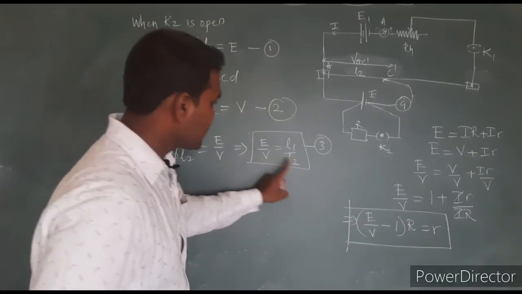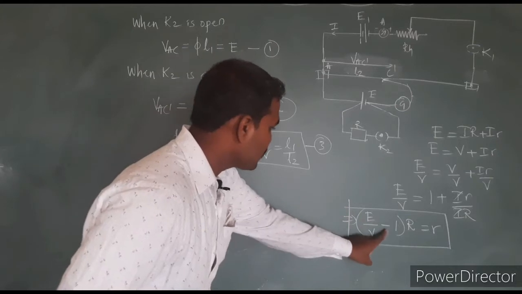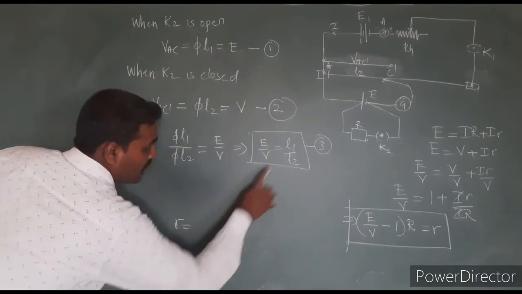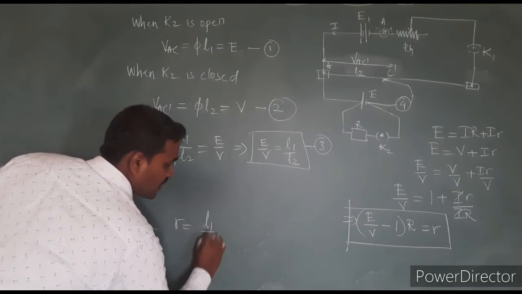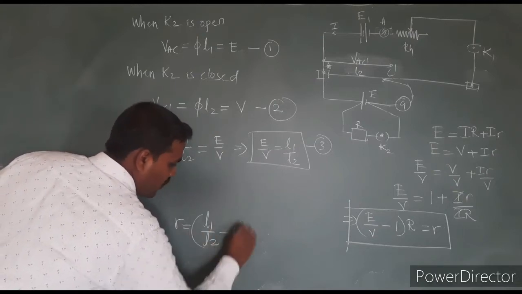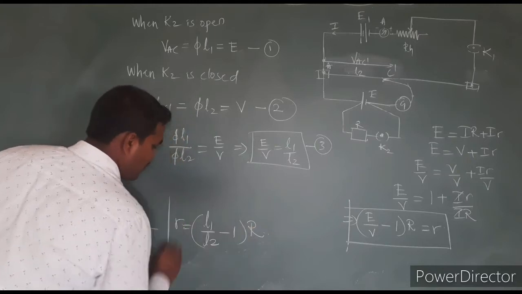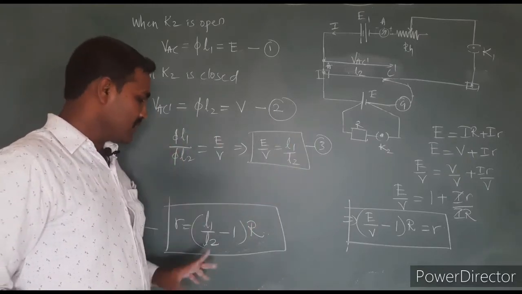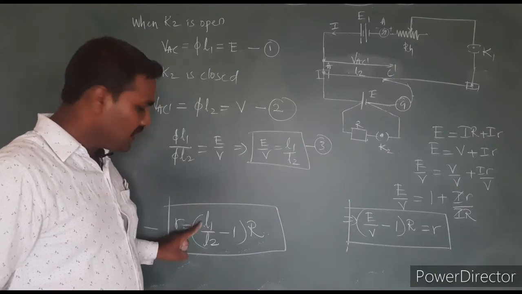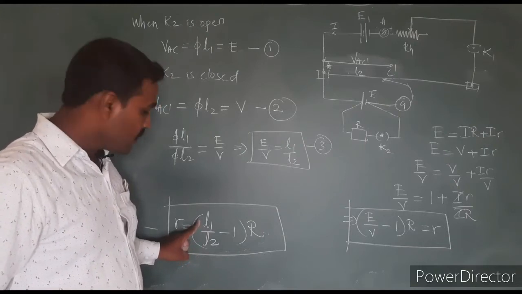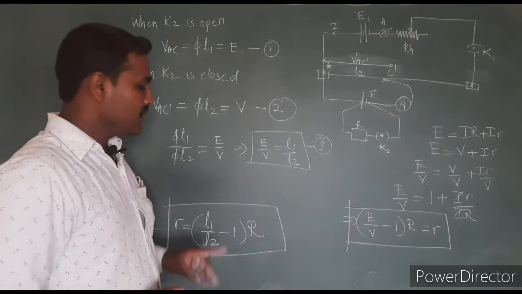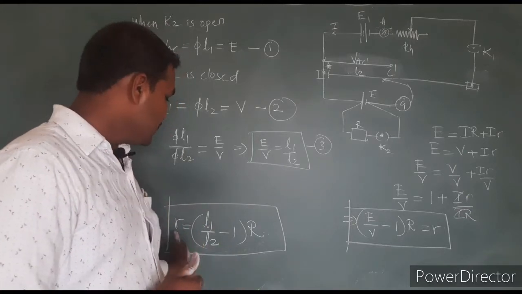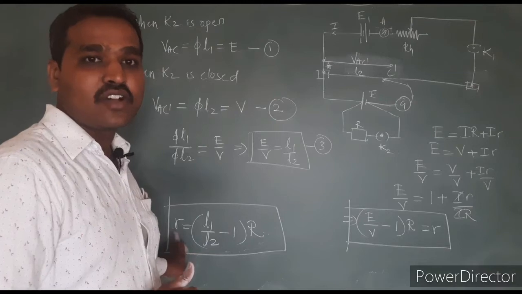By this equation I can write E by V is equal to L1 by L2. So r is equal to (L1 divided by L2 minus 1) into capital R. This is the expression for internal resistance of the cell. We just have to find out the balancing lengths L1 and L2. So this is how we can use the potentiometer to find out the unknown internal resistance of a given cell.